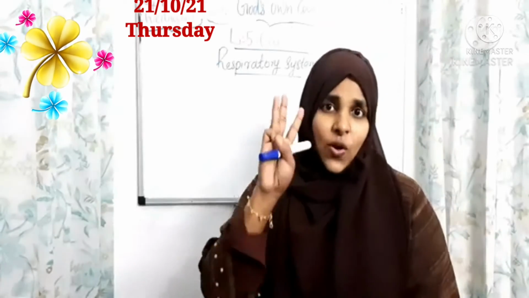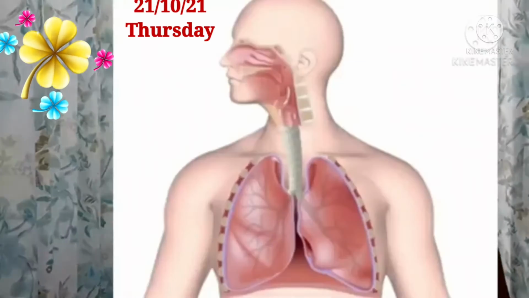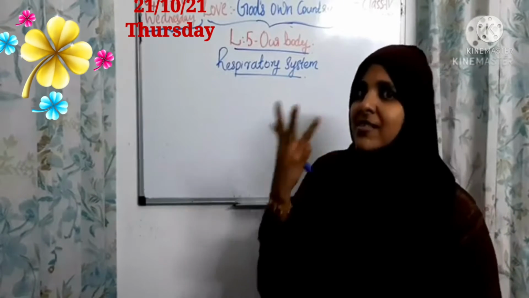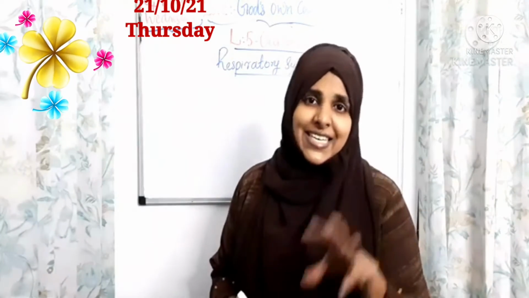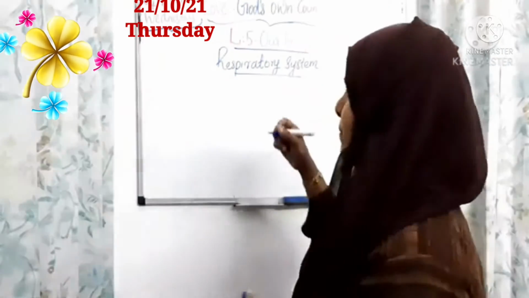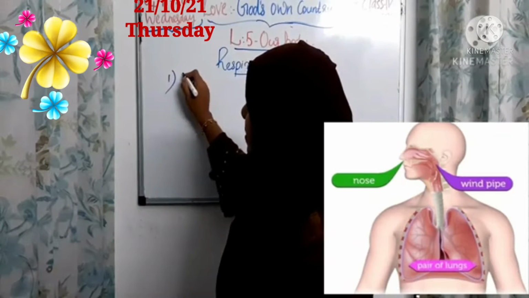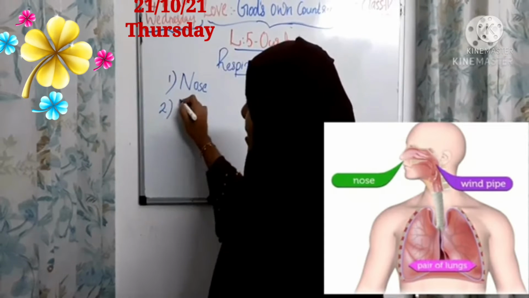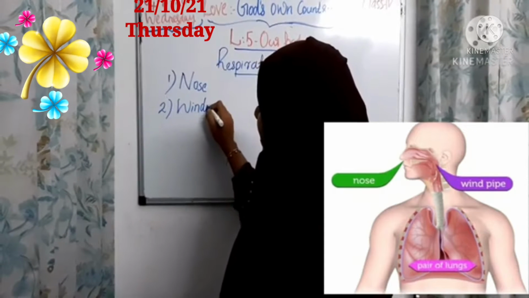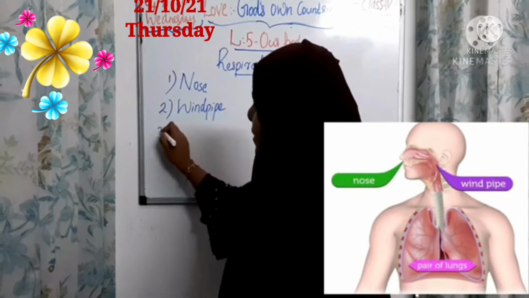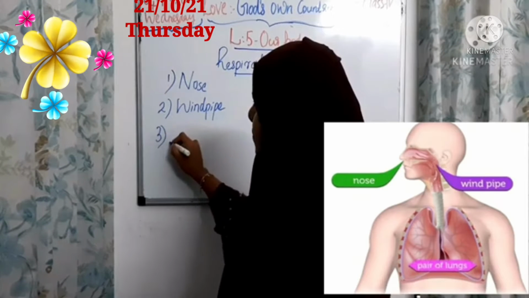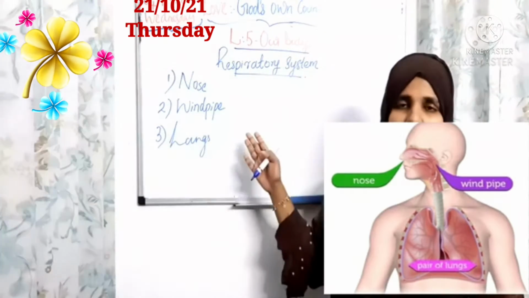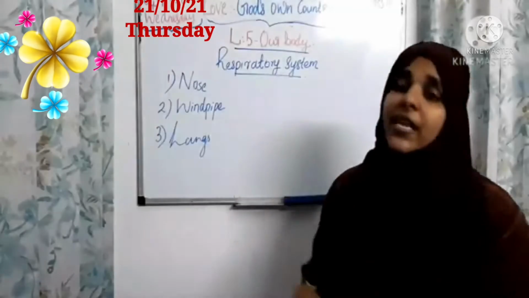So the next organ system, the third one, is the respiratory system. We know that it is a type of breathing system. What are the main 3 parts in this respiratory system? We can check one by one. First one is the nose. We are breathing through our nose. Second one, the windpipe. And third one, that is very important, a pair of lungs. These are the main 3 parts of our respiratory system.